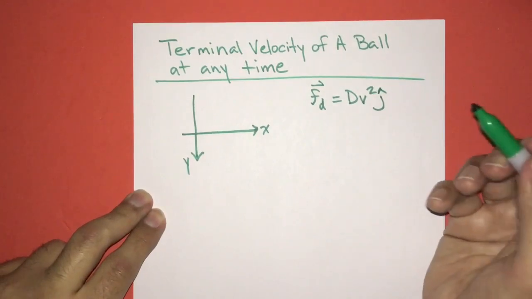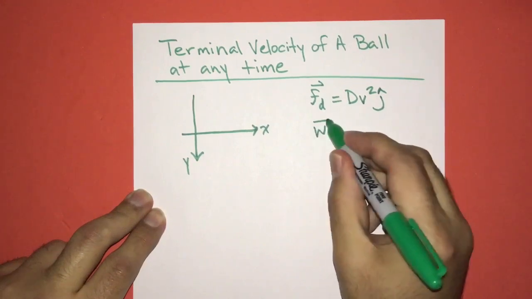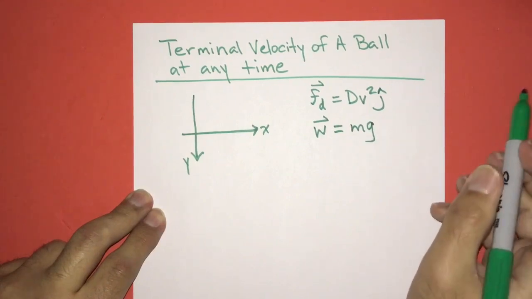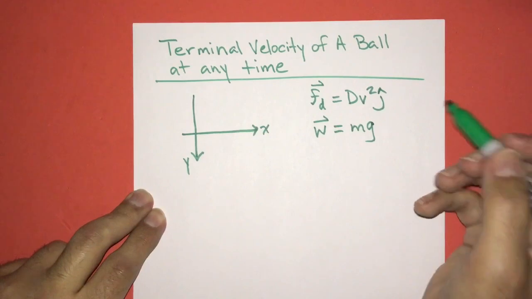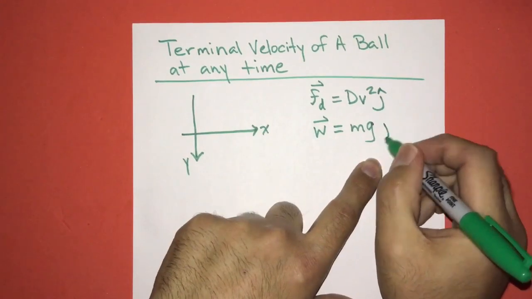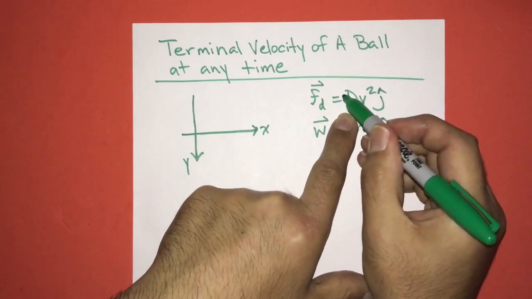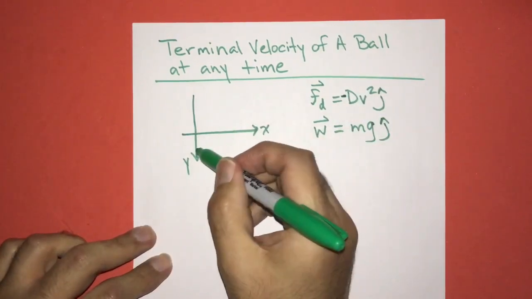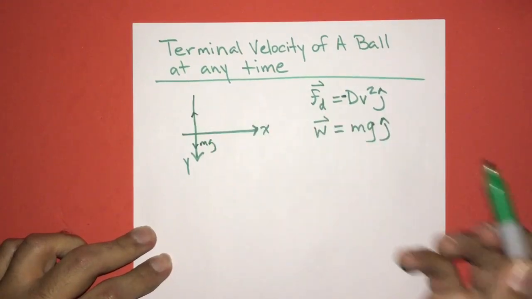And what other forces are there on our ball? There's the force of gravity, so there's going to be the weight, which is going to be mg. We're choosing down, so this is going to be our positive sense of direction. And the drag force is going to oppose motion, so this is going to pick up a minus right here. Okay, so here we have our weight, which is mg, and here's going to be our drag force.